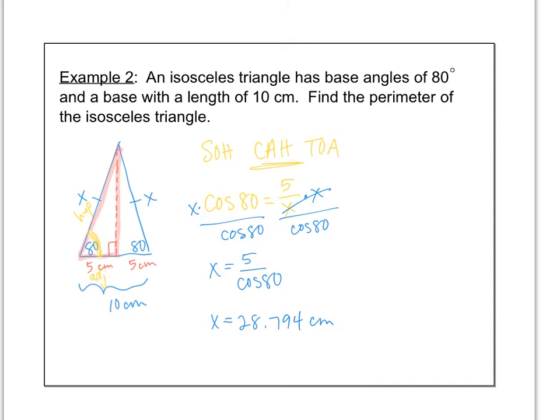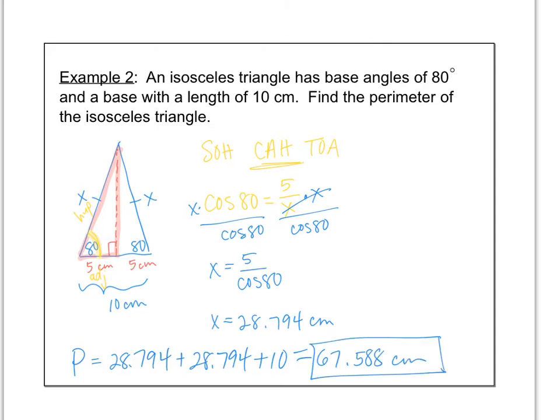The base is 10. I think we can now find the perimeter. So the perimeter is going to equal 28.794 plus 28.794 plus 10, adding up the three sides. Altogether, that adds up to 67.588 centimeters. That's the distance around the original triangle.